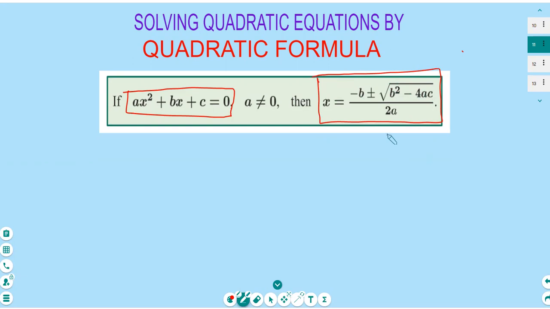And this formula can be applicable to any kind of quadratic equation, whether they can be solved by factorization or not, right? Like we did in the previous topic of solving quadratic equations by using the completing square method. This formula is actually derived from the completing square method, right? So we'll be solving a few questions to understand how to use this formula.